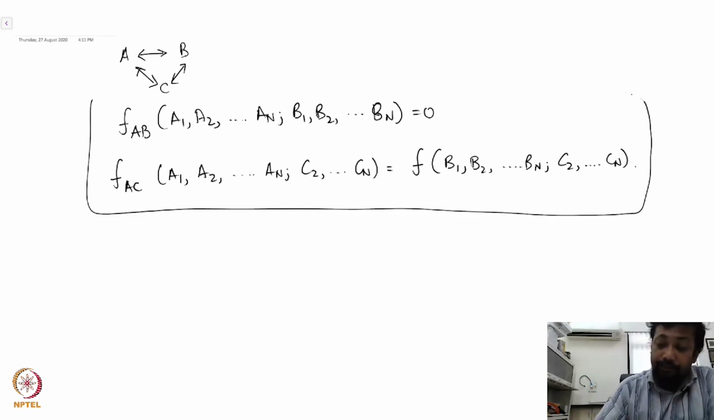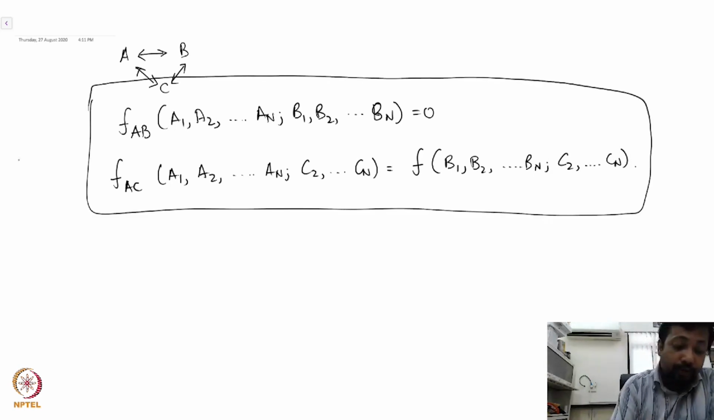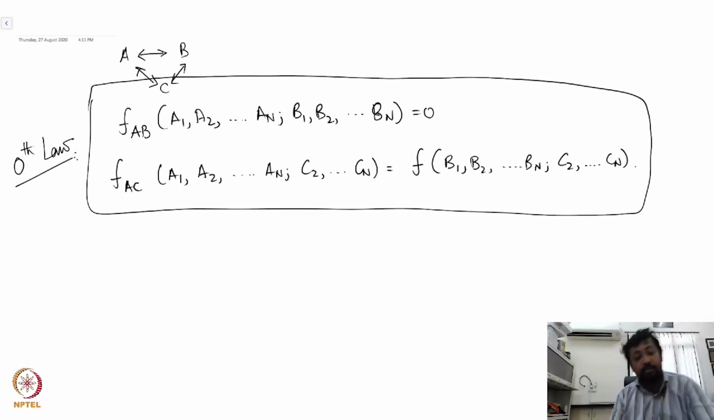So this essentially forms the crux of the zeroth law of thermodynamics. So this looks very simple. There is nothing complicated in this particular thing, right?